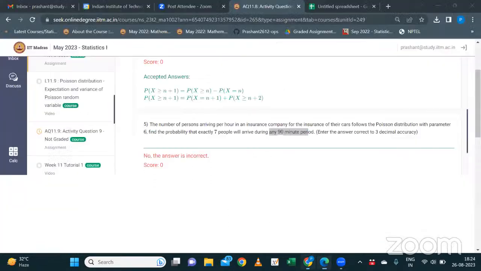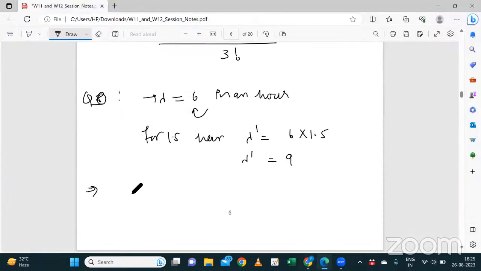And the question says we have to find the probability of exactly 7 people. So the probability that X is equal to 7 is e raised to the power minus lambda, lambda is 9, 9 raised to the power 7, divided by 7 factorial. You just calculate this value and you will get the answer. Is this clear to everyone? Poisson distribution? Yes, sir.